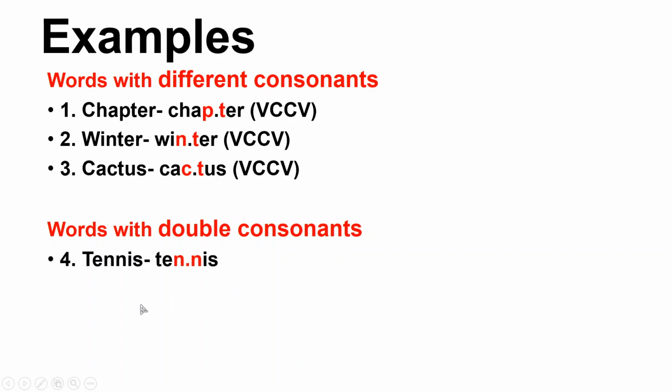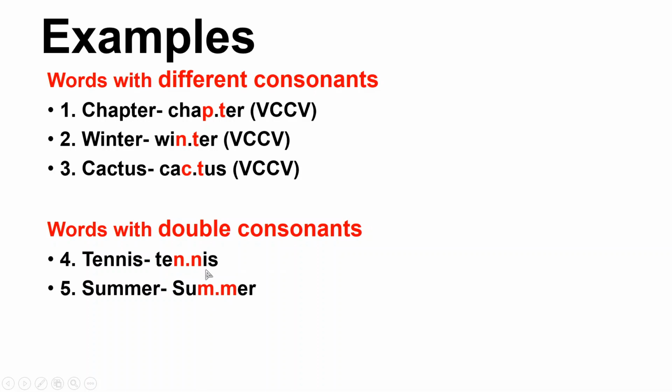Now I'm going to show you number 4. Tennis. Again, it has two syllables, ten and nis. So first is ten and nis is the second syllable. Now let's see if this is following the BCCB pattern. Again, we have E is a vowel, N is a consonant, N is a consonant, and I is a vowel.